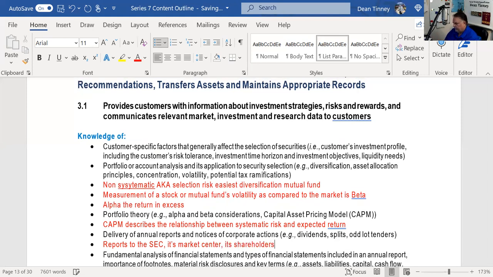And the 10K is the annual report, and that 10K is going to have a balance sheet in it. It's going to have an income statement, and it's going to have a statement of cash flow. That's what we call financial statements.